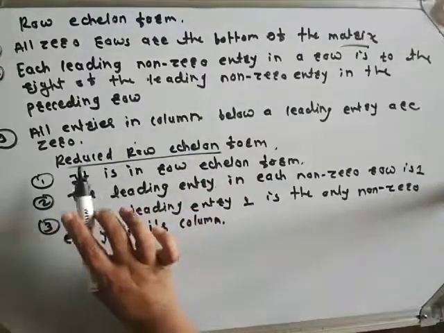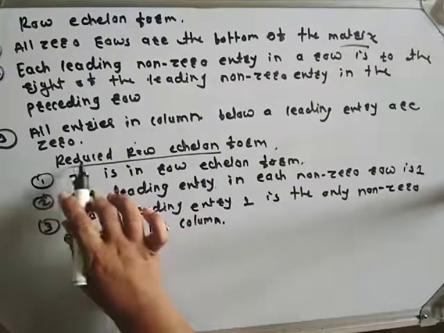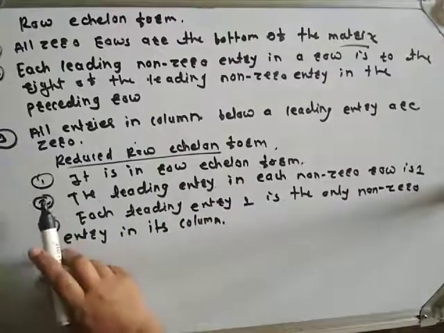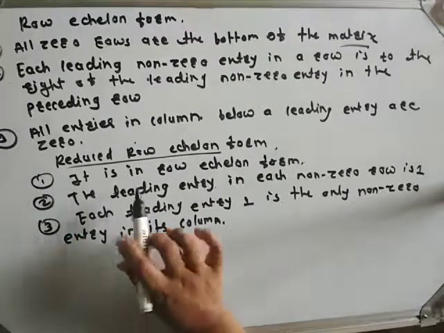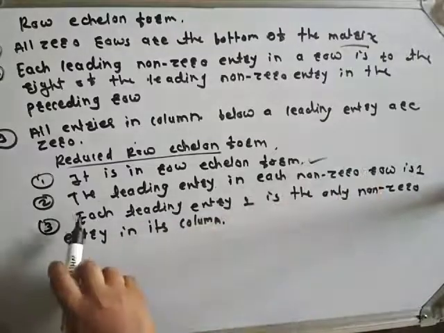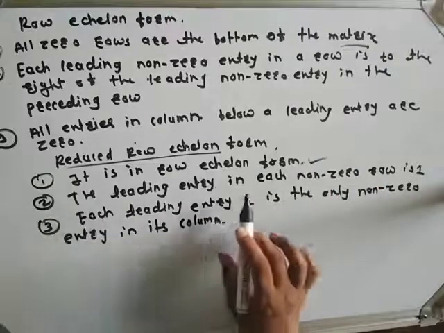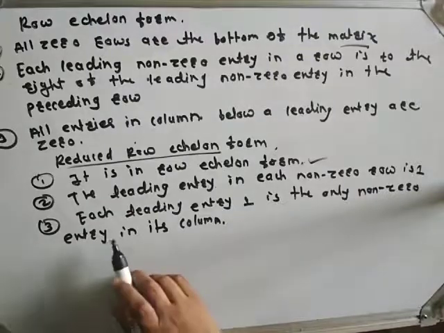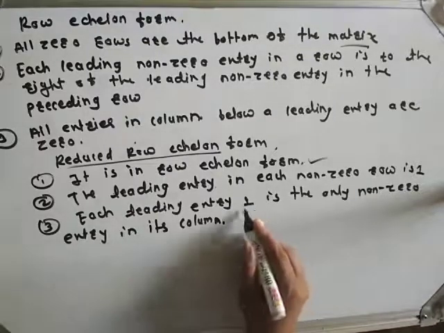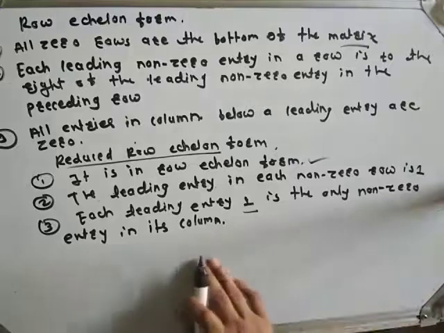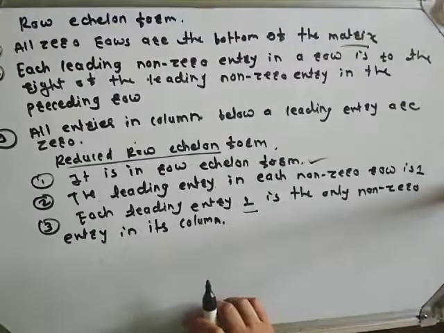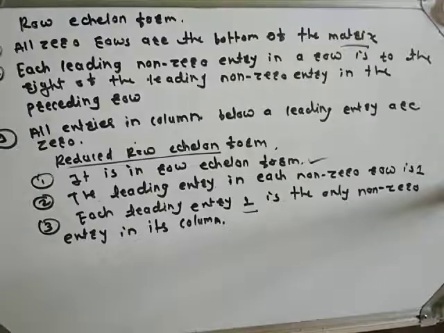Now, we have also seen reduced row echelon form. For this, the first condition is that the matrix is in row echelon form. The second condition is that the leading entry in each non-zero row is 1, and the third condition is that each leading entry 1 is the only non-zero entry in its column. Now we will see some examples.